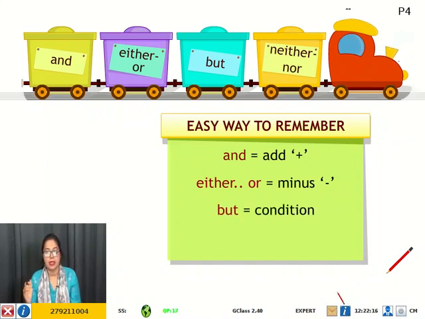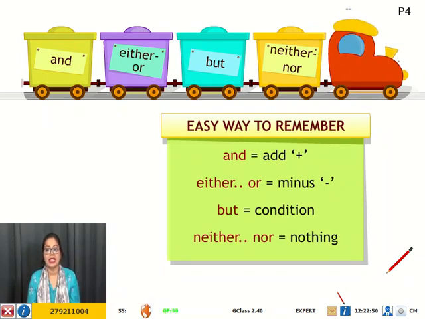Third one, you see but. We use but as a conjunction only when there is a condition. Suppose in a sentence you have started saying something, but you are keeping a condition. So when you are keeping a condition in a sentence, we use the word but. The connector that we use is but. And the fourth one is neither or nor.